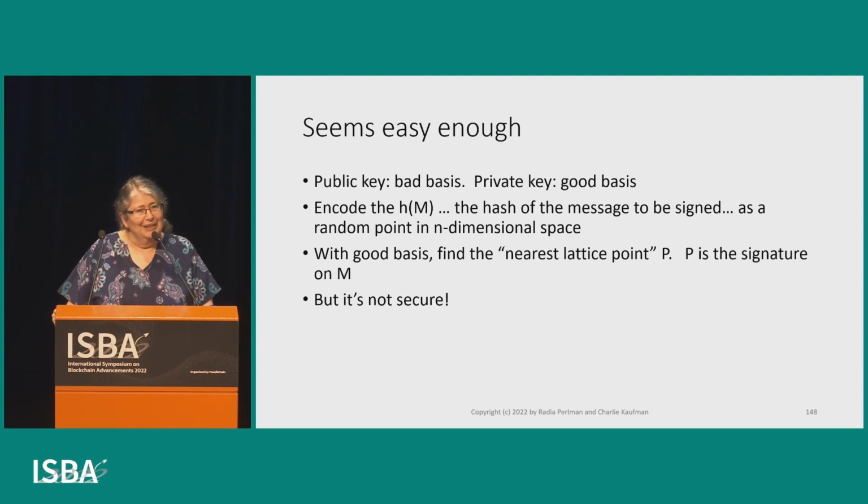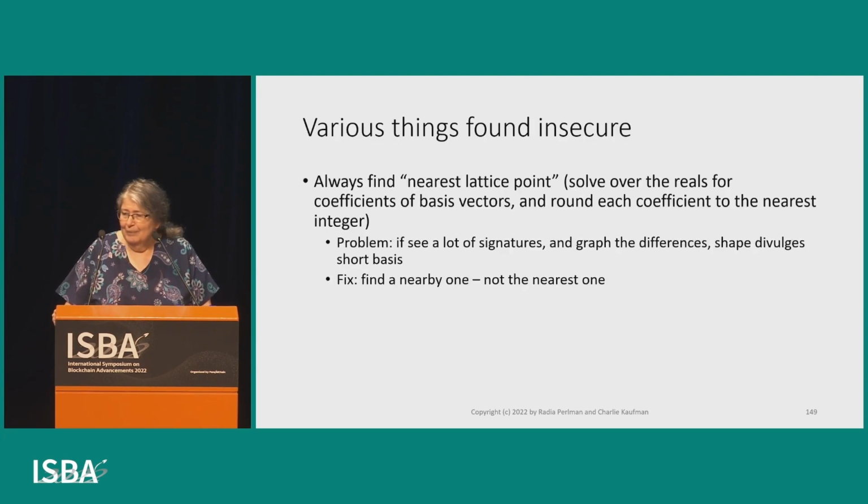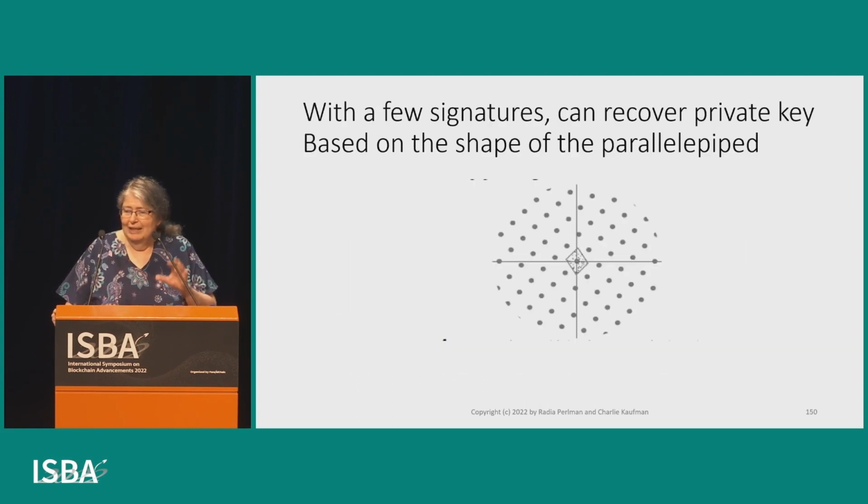But it isn't secure. The reason it wasn't secure is that if you see enough signatures, you can map how far the signatures are from random points, and with only a few hundred signatures, you can actually start finding some short basis vectors. So they did manage to fix the scheme, so they do have lattice-based signature schemes, where you don't find the nearest lattice point, you find a lattice point that's close, and they won't let you do that.